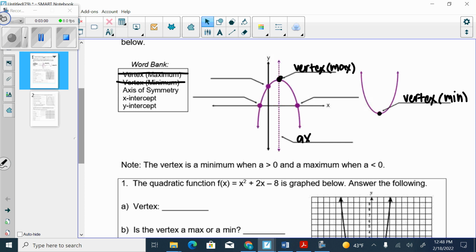Okay, so axis of symmetry is our dotted line. Alright, then we have x-intercept. Well, which ones of these could be x-intercepts? What is an x-intercept? Points that touch the x-axis. Exactly, right. And they said this is the x-axis, they put a little x right there. So it's pointing at two places where it touches the x-axis. So both of these would be x-intercepts.